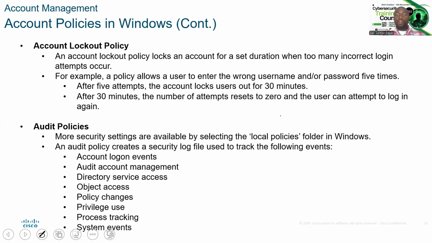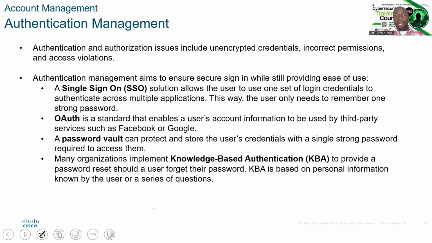Okay. You can also do what they call audit policies. More security settings are available by selecting the local policy folders in Windows. An audit policy creates a security log file used to track your account login events, audit account management, directory service access, object access, policy changes, privilege use, and so on and so forth. So I'm just saying within your local Windows, there are so many things you can do to apply policies, apply security. The same thing with your Windows server. The same thing with your Linux system, and the same thing with your Linux server, whichever one that you are using. The point is that always create security on the user account, okay?